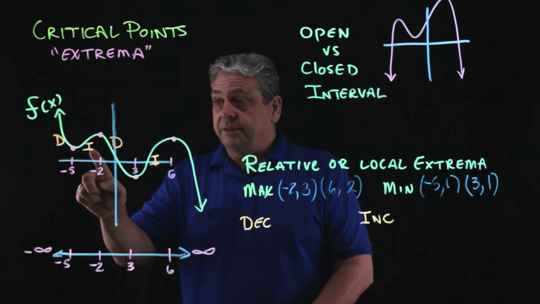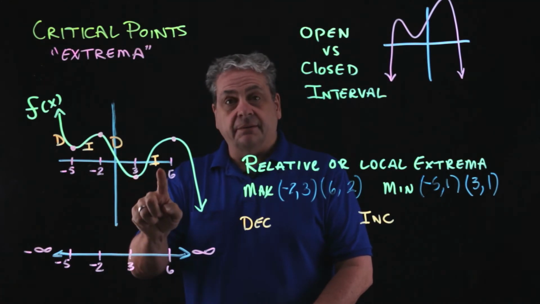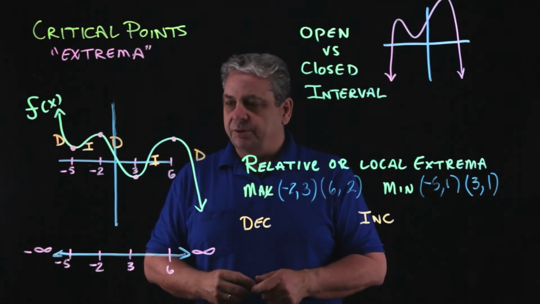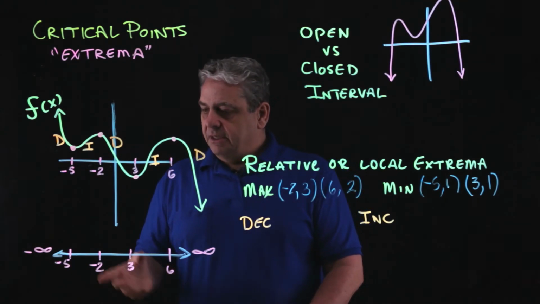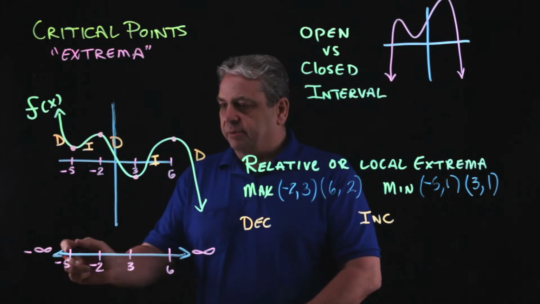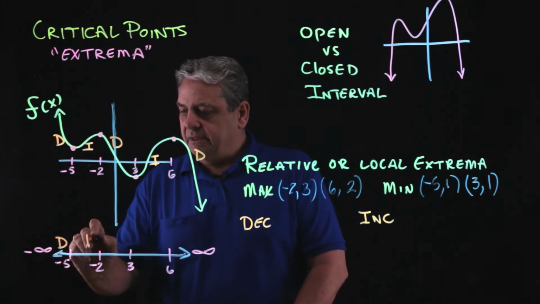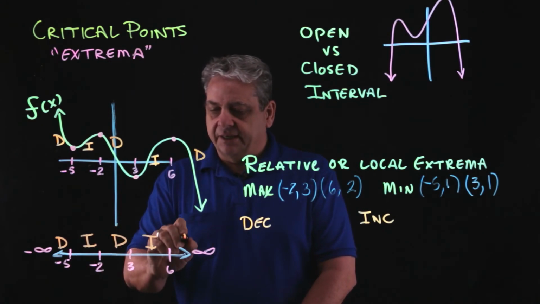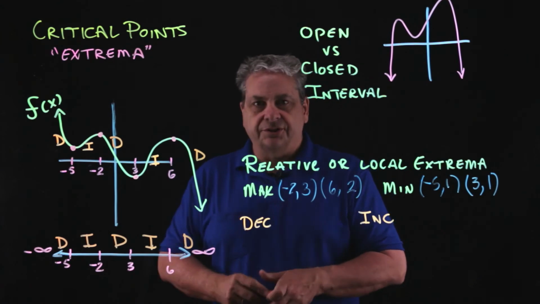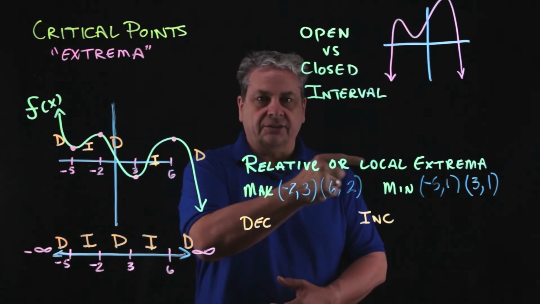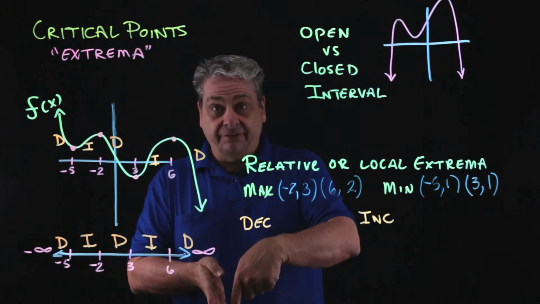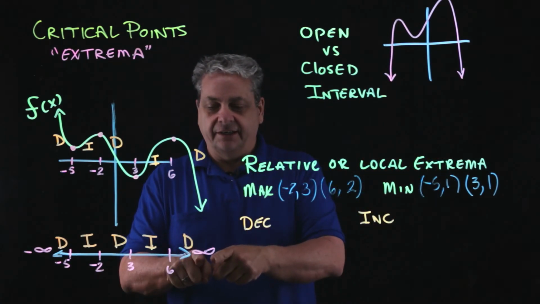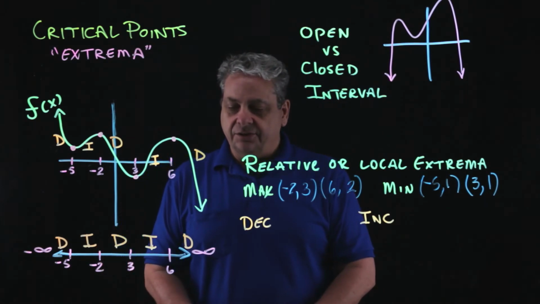Again, decreasing then becomes increasing, and sure enough, there's a minimum there. And over here, I can see my graph is decreasing as well. Okay, so let's just mark that on our number line here. I have decreasing and then increasing, decreasing, increasing, and then finally it starts to decrease as it approaches infinity. As my x goes toward infinity, so does my graph continue to decrease.